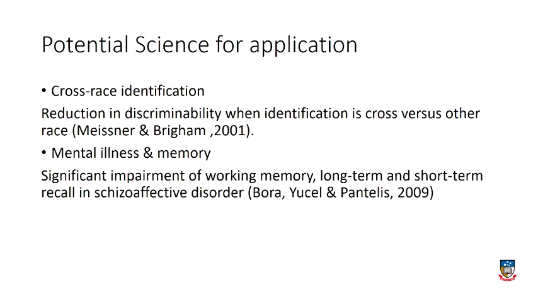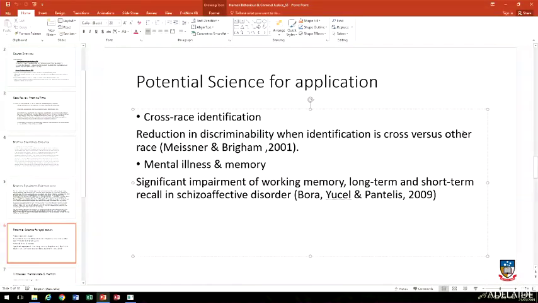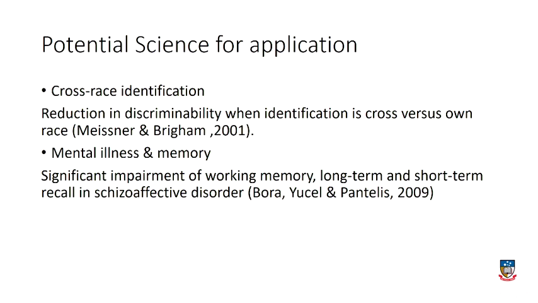And they've shown that there is a reduction in discriminability in signal detection terms when identification is cross versus own race. That's meant to say own. Fix that now. Own race. So this reduction in discriminability, you could argue, is a potential for inaccurate identification of Bromley. So George is a white person, Bromley's an Aboriginal person.